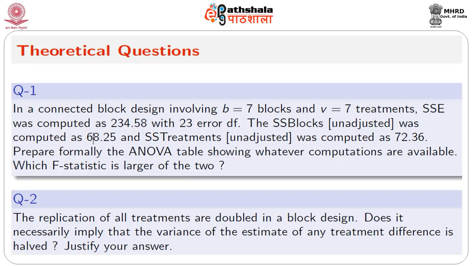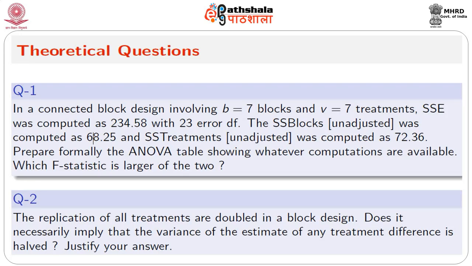Yeah. But interestingly, they are saying that there are 23 error degrees of freedom. If error degree of freedom is 23, and because it is a connected block design, the block degree of freedom is 6 because there are 7 blocks, and the treatment degree of freedom is 6 again because there are 7 treatments. So 6 plus 6 plus 23, that makes it 35. Therefore, the total number of observations must be 36. That much we know.